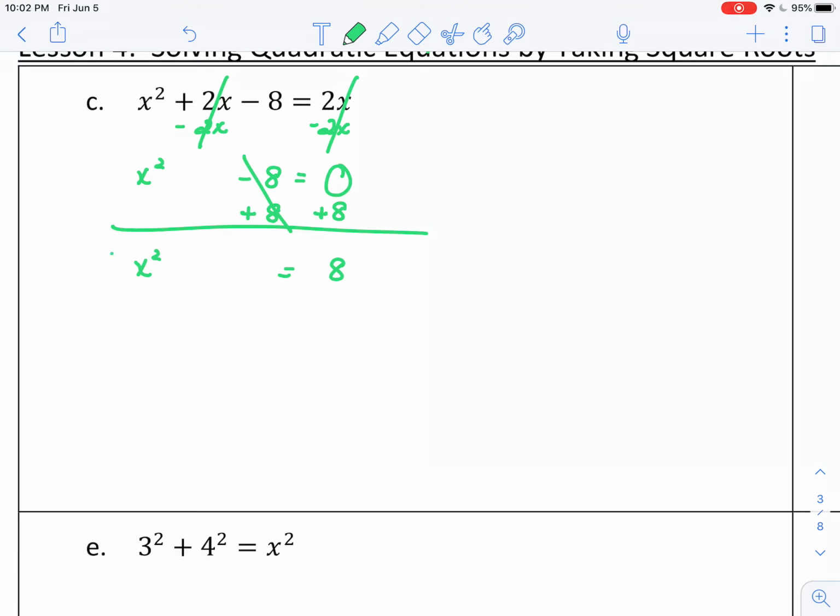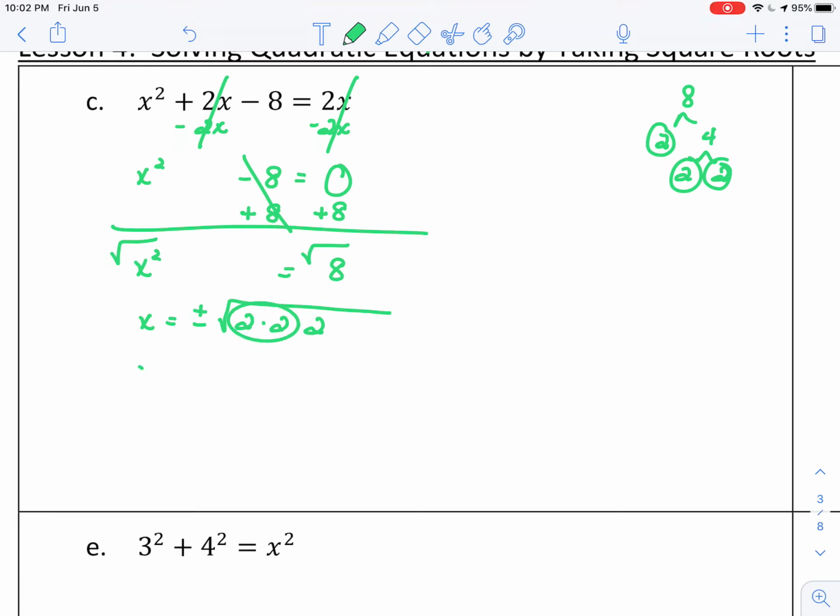Since the squared term's on its own, we can solve by taking square roots. That's not a perfect square, so I'm going to go look for some pairs within my prime numbers. I'm going to break it apart. So I will have 2 solutions, positive and negative, but instead of the square root of 8, I will have 2 times 2 times 2, and pairs make perfect squares. So my final solution should be plus or minus 2 square root 2.